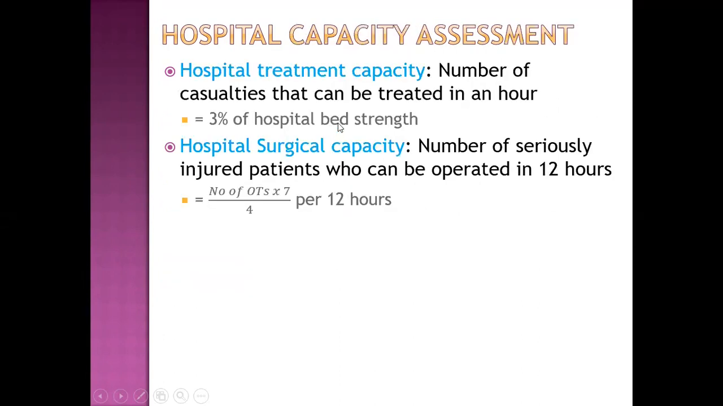Then there are two capacity assessment methods. One is hospital treatment capacity. It is the number of casualties that can be treated in an hour, which is usually 3% of hospital beds. Then hospital surgical capacity: this is the number of seriously injured patients who can be operated on in 12 hours. This is equal to the number of operation theaters multiplied by 7 divided by 4, per 12 hours.